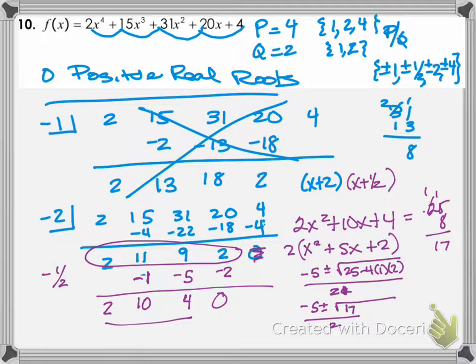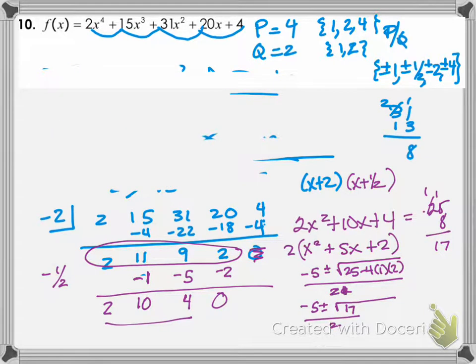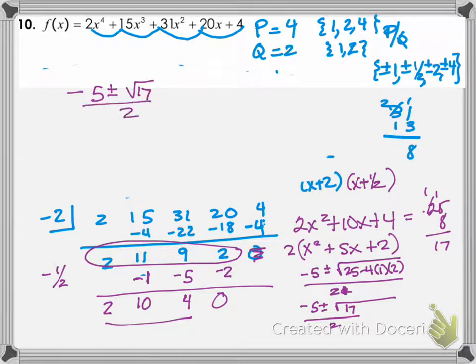That's it. Let me get some more room over here and write out what the answer would be. So the answer would be negative 5 plus or minus the square root of 17, all over 2. And then what were the other terms we got? Negative 2 and negative 1/2. So there's x. Yay! Okay, that was 2-8. All right, so stay tuned for 2-9 videos.